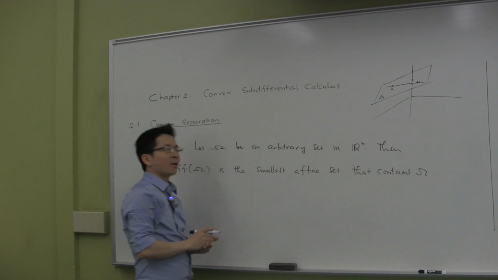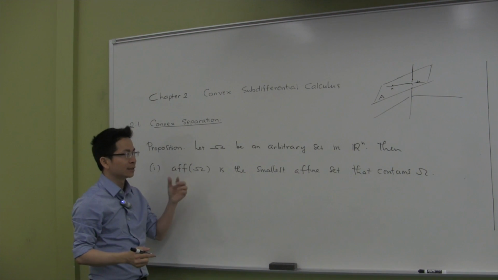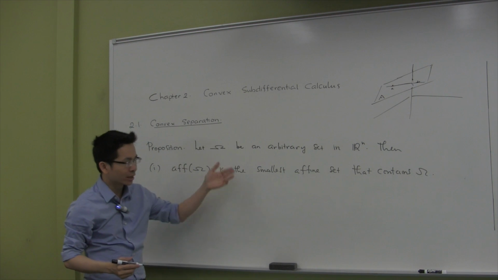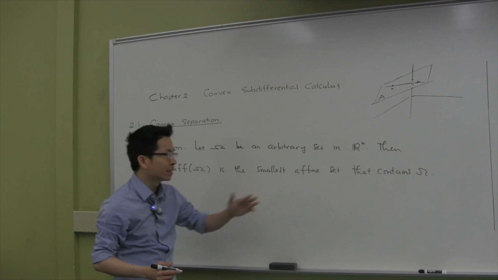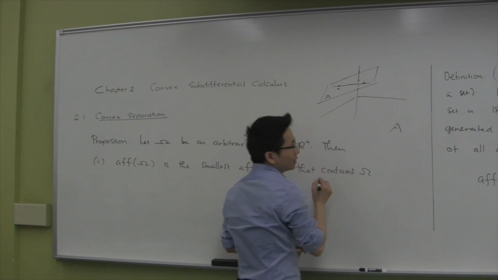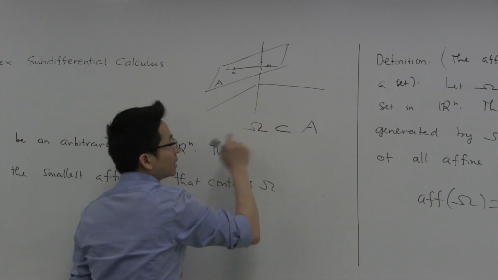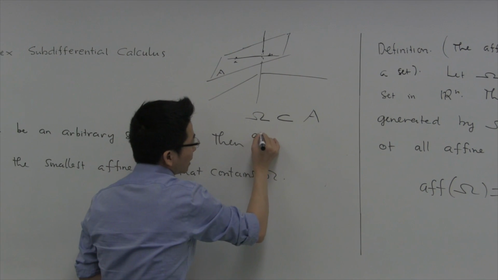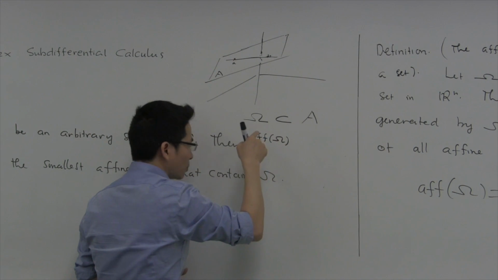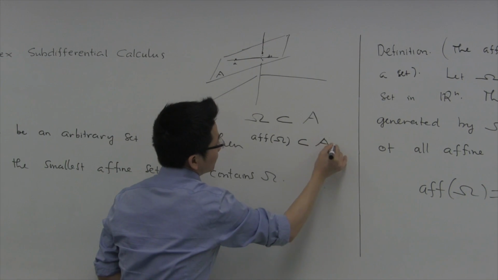Okay, so this property means that alpha of omega itself is an affine set, and it is the smallest affine set containing omega, in the sense that if we have a set A which is affine, and A contains omega, then the affine set generated by omega, being the smallest affine set containing omega, is a subset of A.